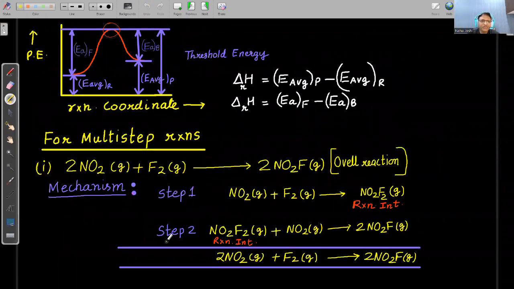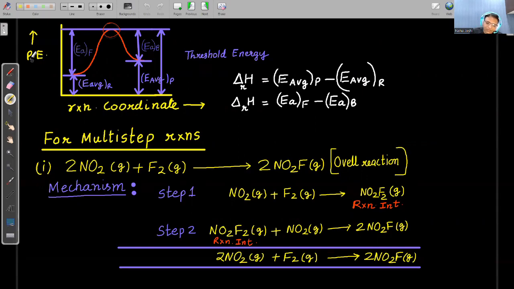So now how do we know that this decomposition of PCl5 is a single step reaction, or the reaction of HI on heating to form H2 plus I2? From experiment, when we don't get a reaction intermediate, we'll say that it is a single step reaction. When we get one reaction intermediate, then we'll say it is a two-step process. When we get two reaction intermediates, we'll say it is a three-step process, right? So three-step, two-step, and single-step reactions are based on the experimental observation of reaction intermediates.